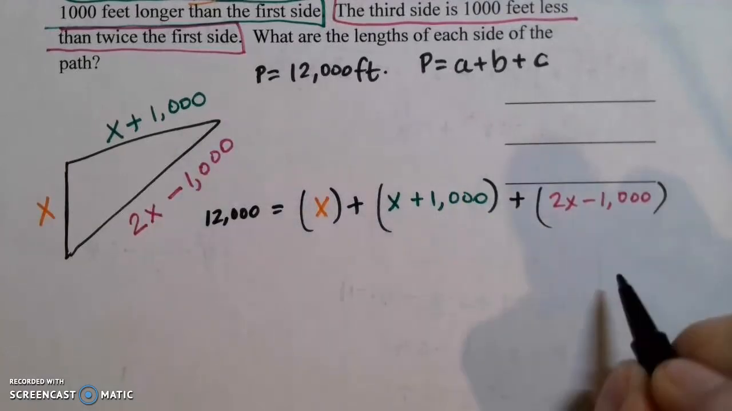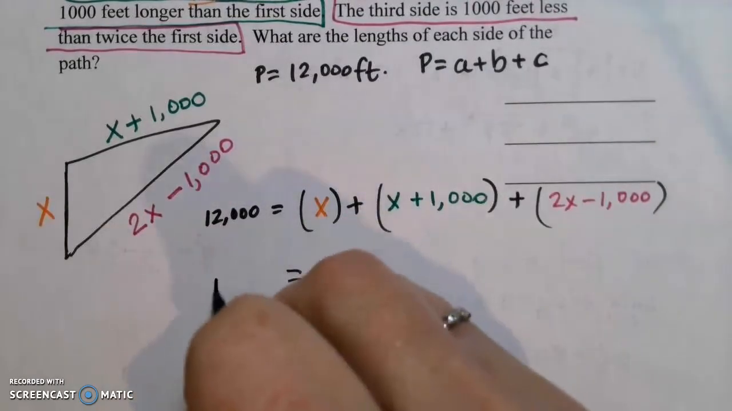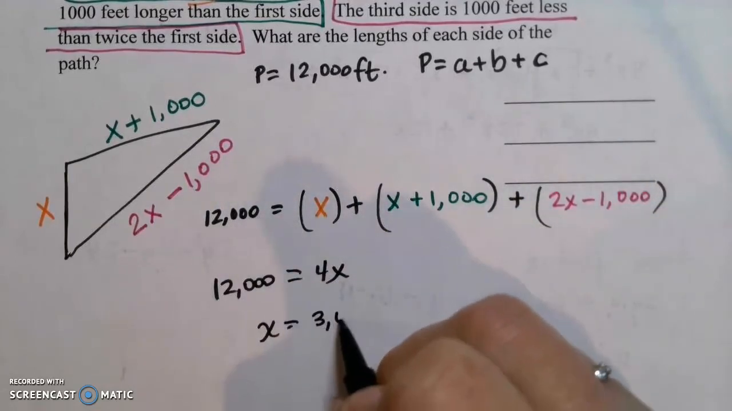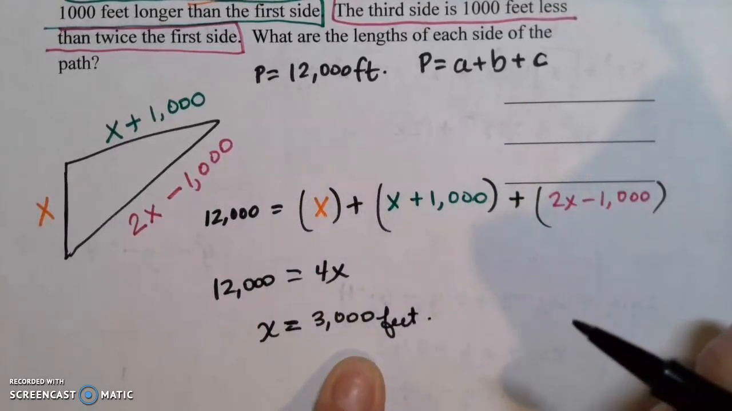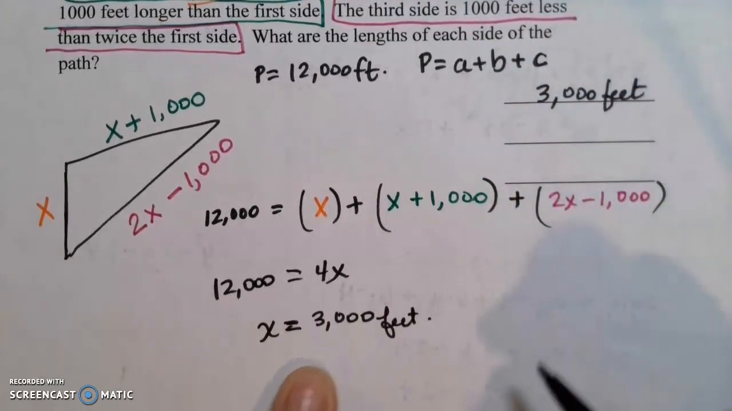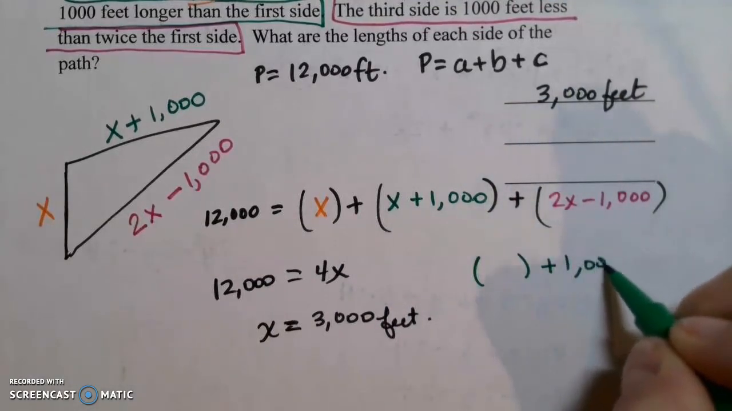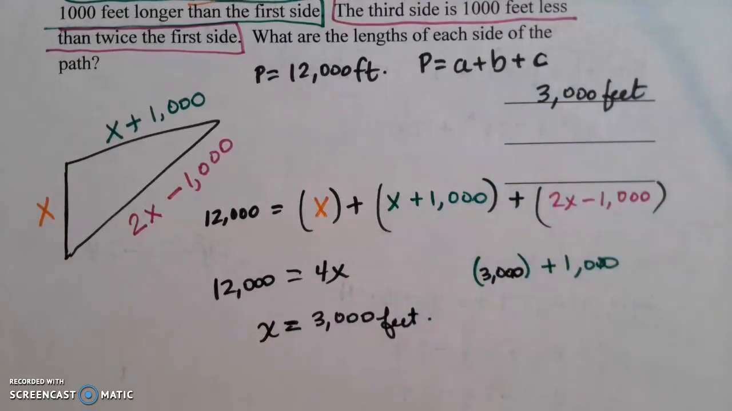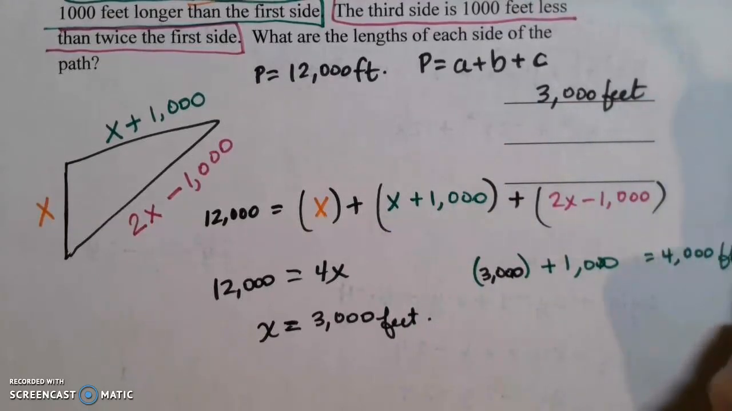So this would actually end up becoming 4X over here on the right is going to be 12,000. So then X would be 3,000. Now remember that's going to be feet, because it is that length. So the first side is 3,000 feet. And then to get the other sides, we need to substitute in. So we're going to say that thing plus 1,000 is going to be the next side. So we'll have the 3,000 plus 1,000, or 4,000 feet for the next side.